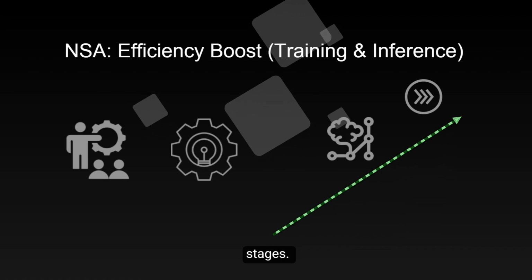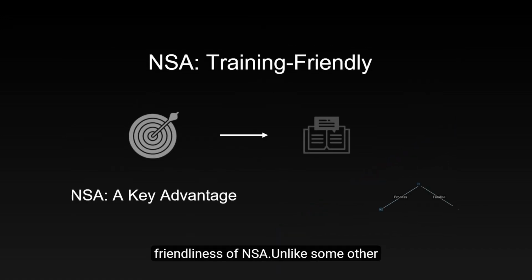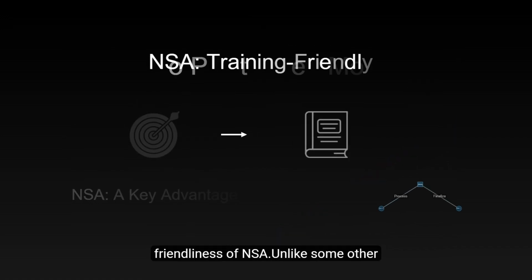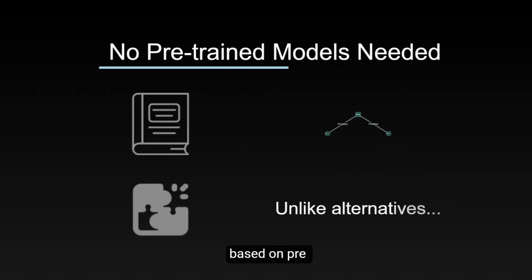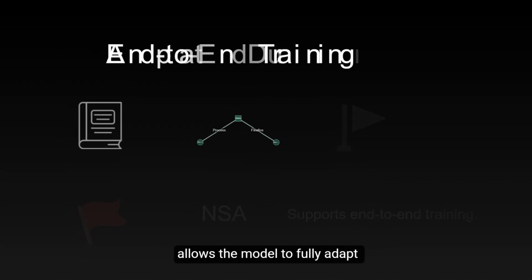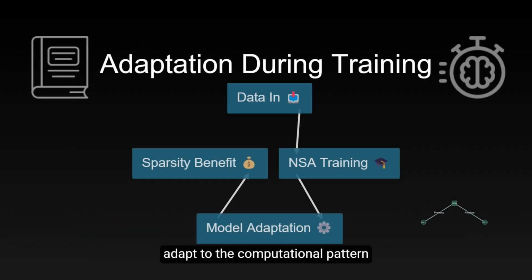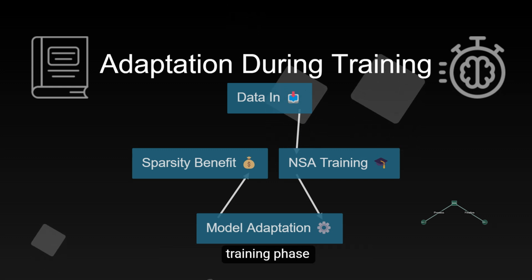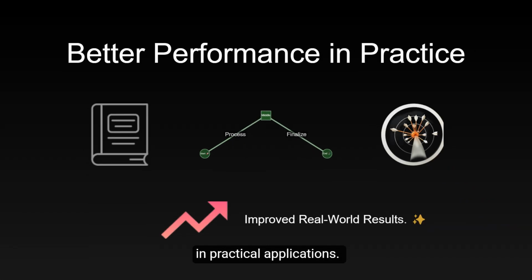Another noteworthy advantage is the training friendliness of NSA. Unlike some other methods that require modifications based on pre-trained models, NSA supports end-to-end training from scratch. This design allows the model to fully adapt to the computational pattern of sparse attention during the training phase, thereby achieving better performance in practical applications.